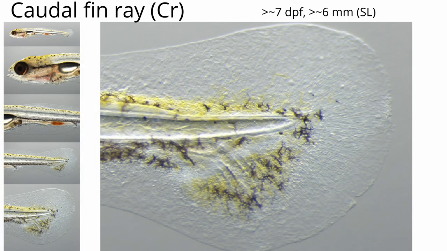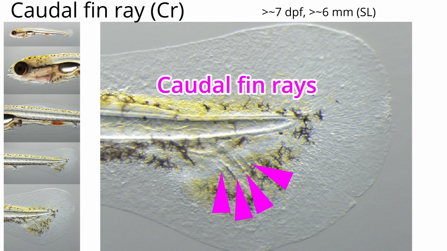And if you look closely, you can see something like a transparent streak at the base of the caudal fin. These are fin rays in the process of being formed. A total of 4 fin rays can be seen from this individual.